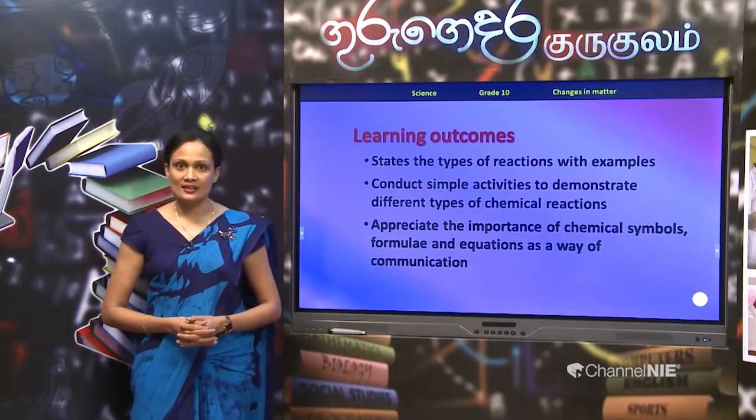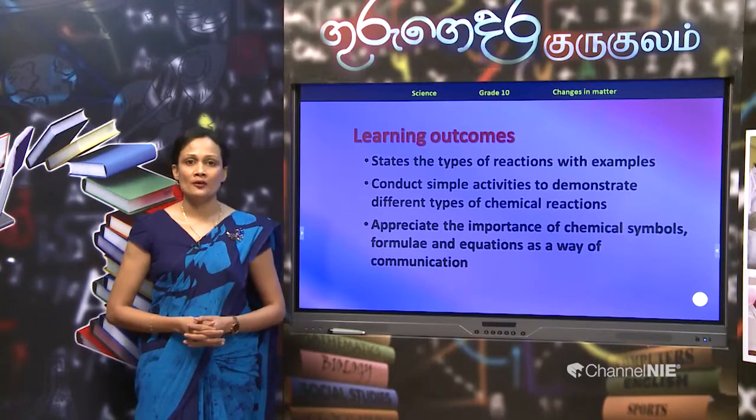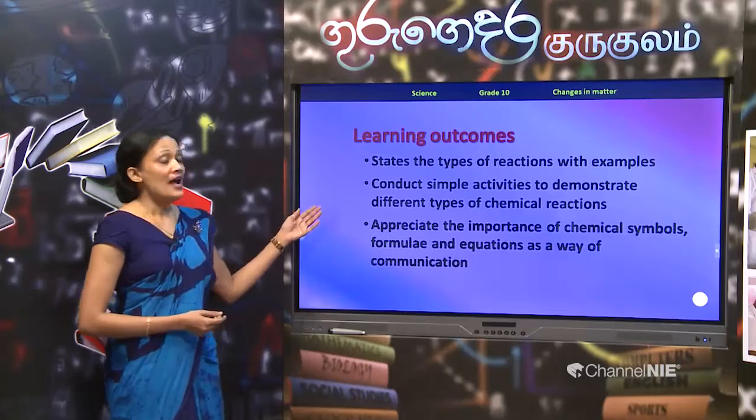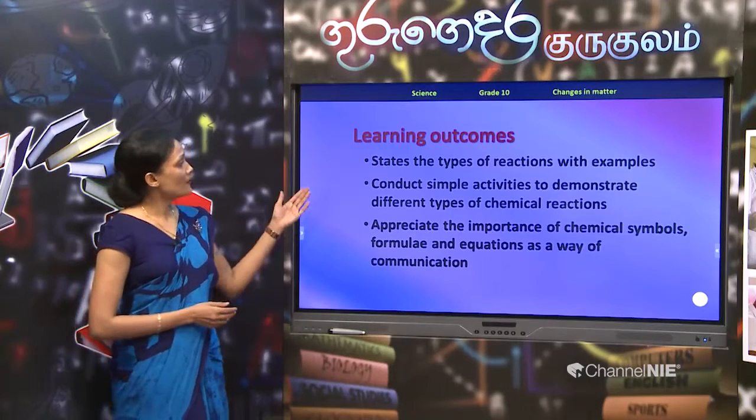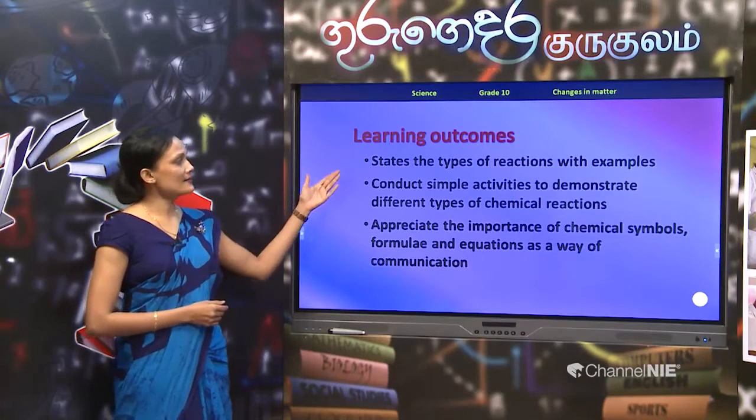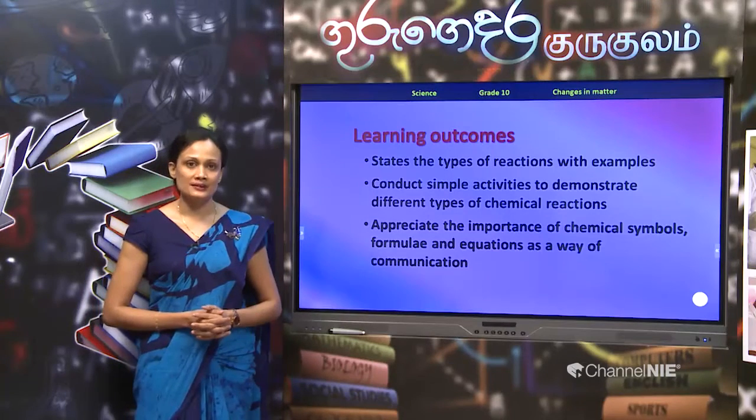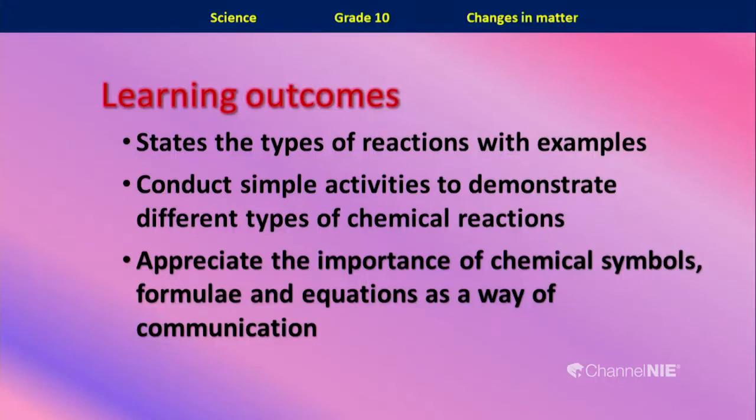Okay, let's see what the learning outcomes of this lesson are. At the end of this lesson, you will be able to state the types of reactions with examples and conduct simple activities to demonstrate different types of chemical reactions. Finally, you will be able to appreciate the importance of chemical symbols, formulas and equations as a way of communication. Okay, let's start the lesson.